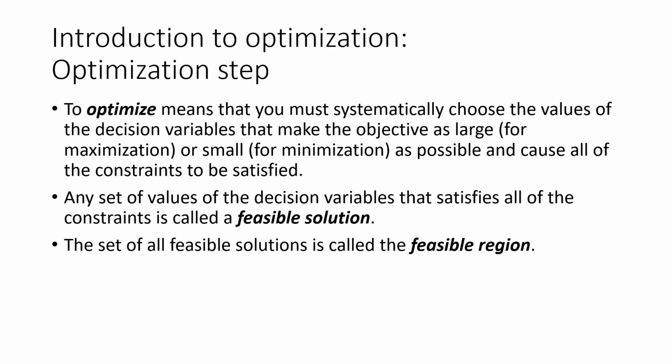The optimization step. To optimize means that you must systematically choose the values of the decision variables that make the objective as large if you're trying to maximize, or as small if you're trying to minimize as possible, while still meeting all of the constraints that you've specified. Any set of values that meets all of the constraints is said to be a feasible solution.